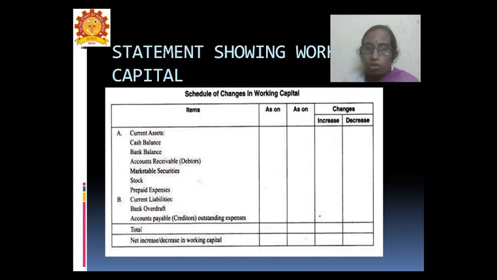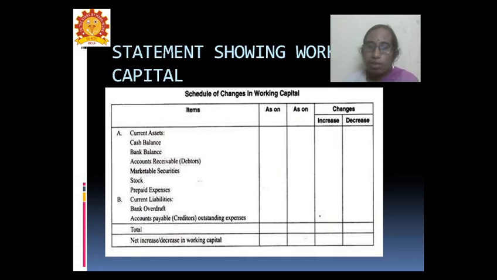A current asset is a resource for the business. So when current assets increase, the working capital position of the business automatically increases. However, when we talk about current liabilities, they are obligations to be paid by the business to others.